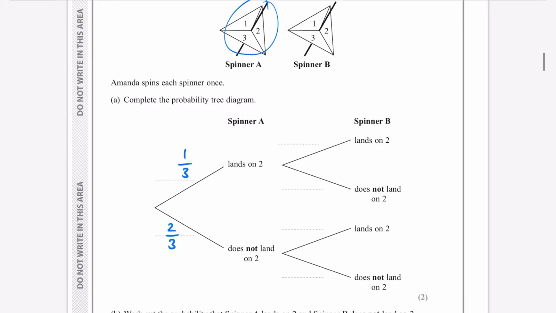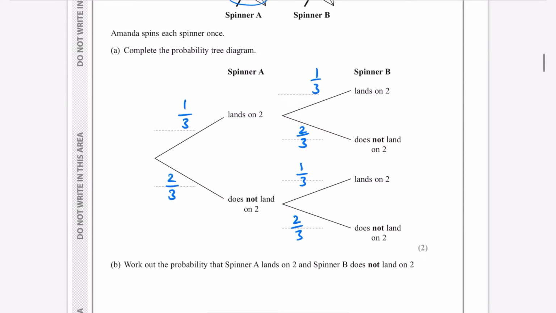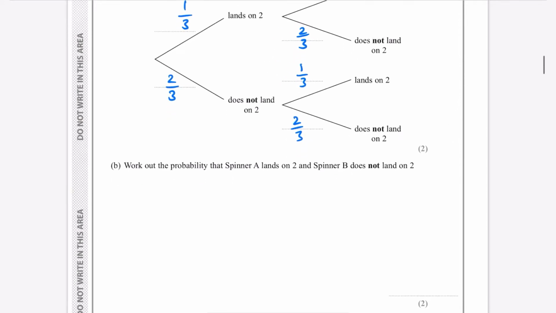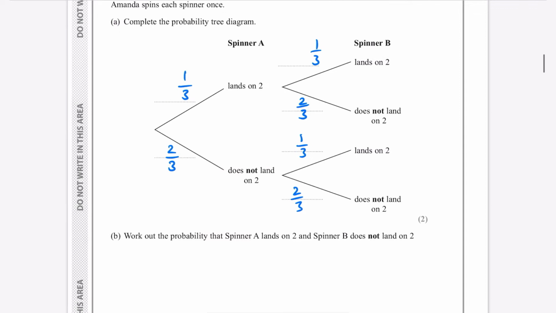For spinner B, it's exactly the same stuff, landing on a 2 and not landing on a 2, landing on a 2 and not landing on a 2. You'll notice how each branch looks the same. Work out the probability that spinner A lands on 2 and spinner B does not land on 2.